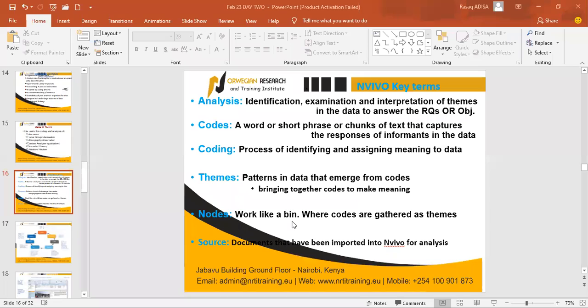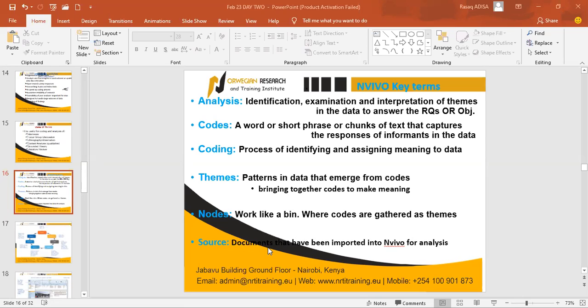So nodes is one of the things in Nvivo that works like a bin, like a basket, where you are dropping each of the codes as they relate. You remember the other time today, I showed you the traditional way where somebody draws a circle on the board, then sticks all the codes as they relate in each circle. That circle is like a bin, like a basket where you are dropping all the codes in. So where codes are gathered is referred to as a node. You are going to see the process.